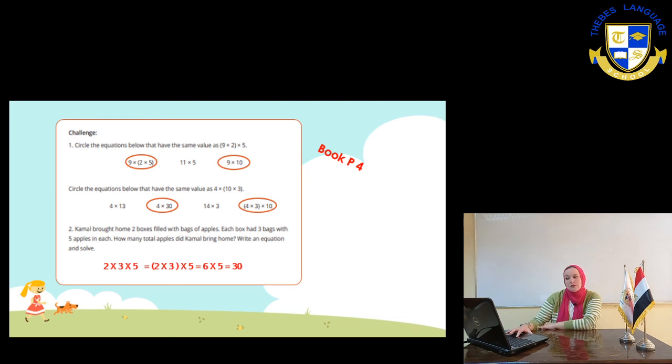And to find the number of apples, we are going to make 6 bags times 5 apples to find the total number of apples. So instead of making 2 steps, we are going to make 2 times 3 times 5. 2 times 3 will get 6. After that, make 6 times 5, so the total number of apples will be 30.